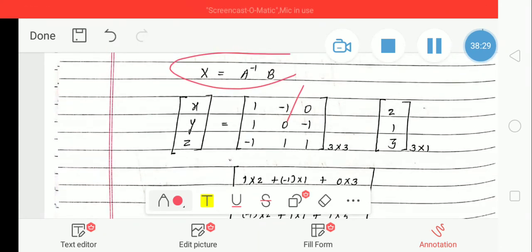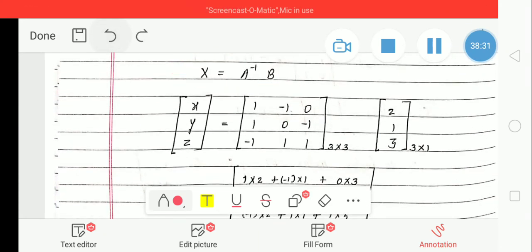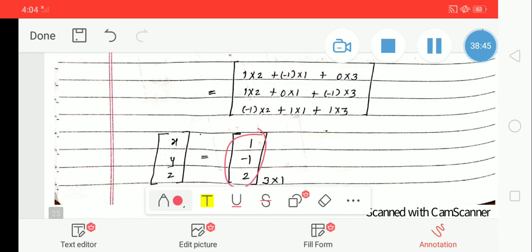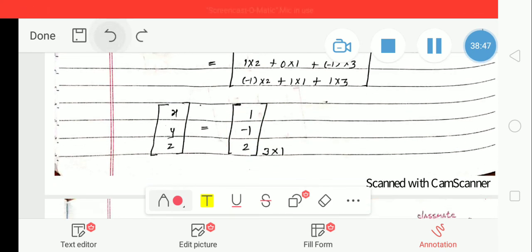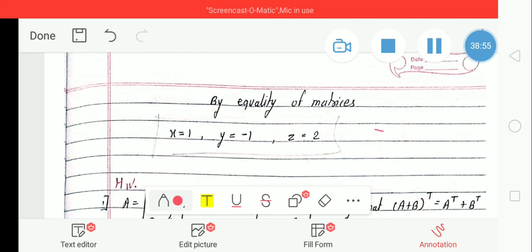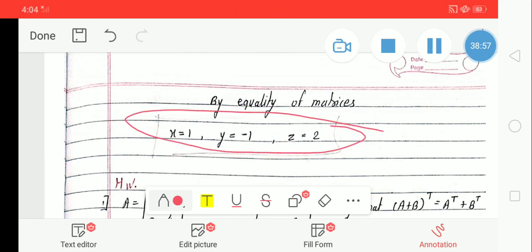Then multiply the two matrices, this and this, row by column. It is easy to multiply this and this. So we get this value. Here x is equal to 1, y is equal to -1 and z is equal to 2. In this way we find x, y and z.